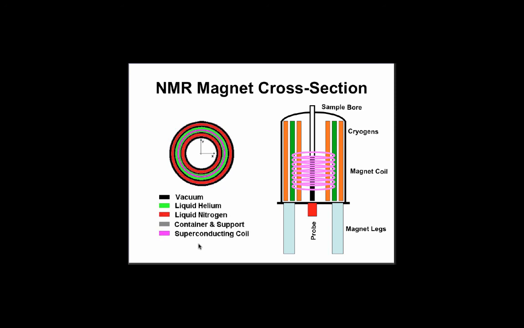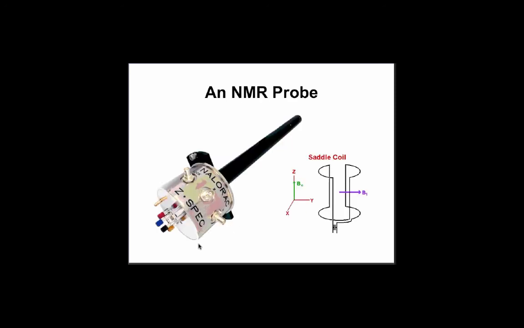So the thermos, as I said, has the space blanket, has liquid nitrogen, liquid helium, vacuums, but then it has this electromagnet, which is a superconducting magnet made of niobium tin. It's a hollow magnet, and inside the hollow magnet, you stick a probe. The probe has a coil. It's a radio coil. It looks like a little wire. It's called a saddle coil, and it's where all the radio action happens. So it's basically a very little simple radio receiver transmitter.